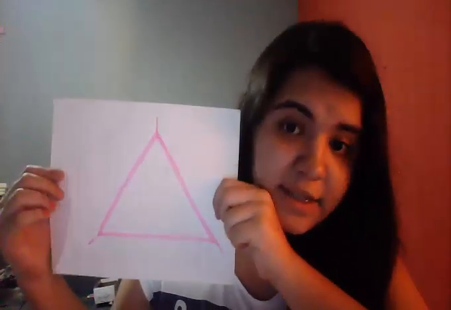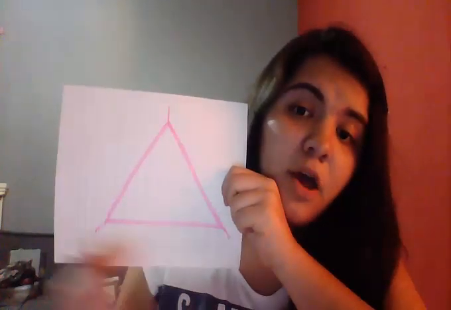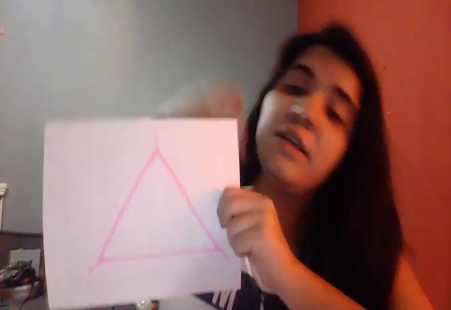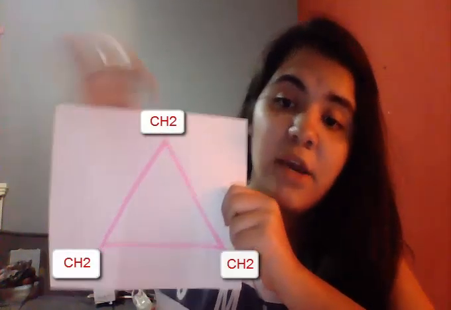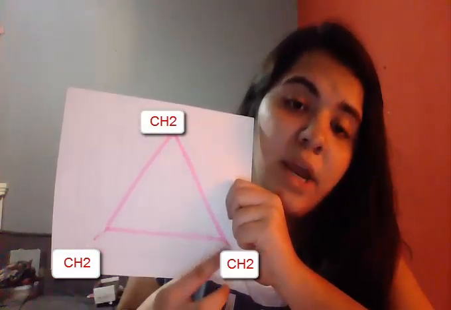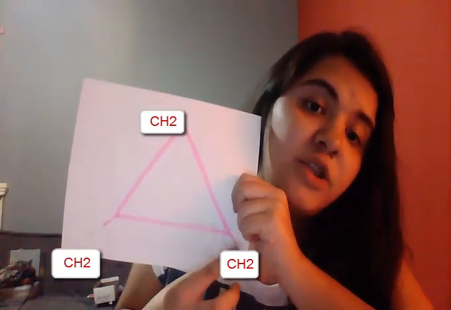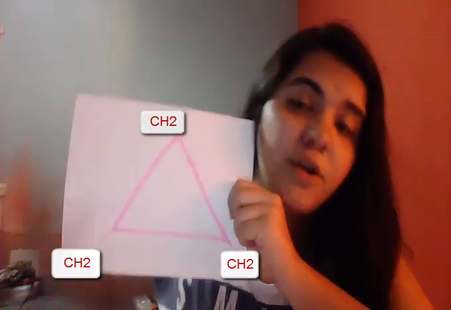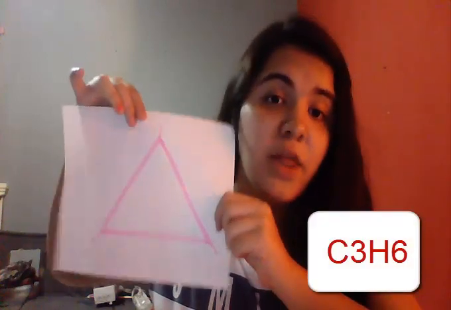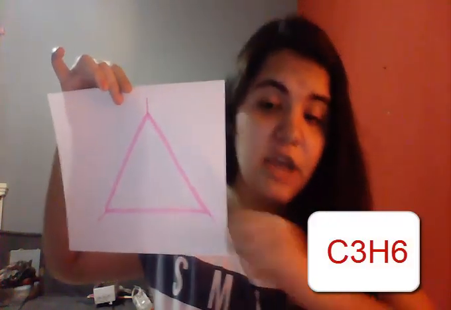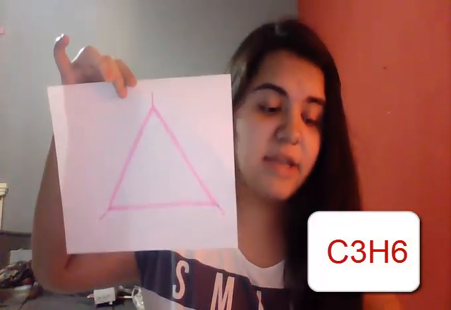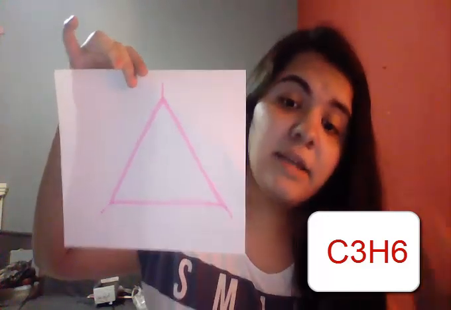And some examples are cyclopropane. Cyclopropane is this. It's in the shape of a triangle and it consists of one carbon here, and one carbon here, and two hydrogens here, two here, and two here. Its formula is C3H6, so that means it has 3 carbons and 6 hydrogens.